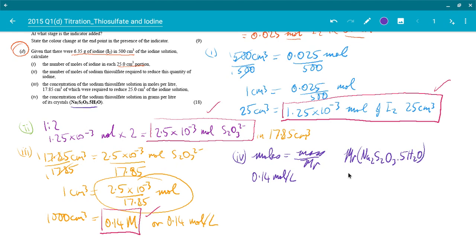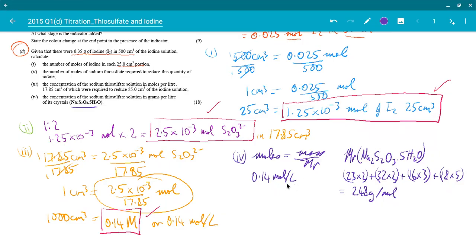And then it's just a matter of adding them up. 23 times 2, that's sodium. 32 times 2. The 32 and the 23, I'm getting from the periodic table. Oxygen, that's 16, I've got 3 of those. And then 18 for water, and I've got 5 of those. So add it all up together, and I get 248 grams per mole. Make sure you do this each time, add them up and show it, because if you get it wrong, you can still get some of the marks for effort and for the later steps. So always show your workings.